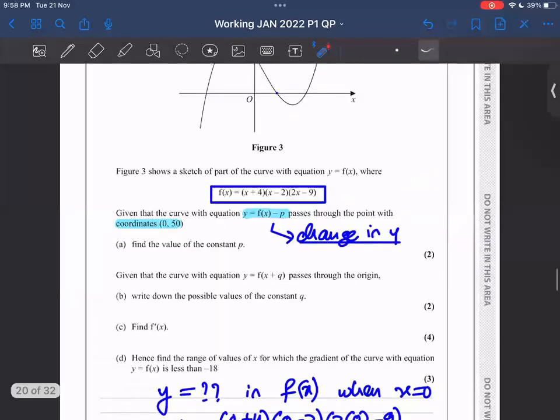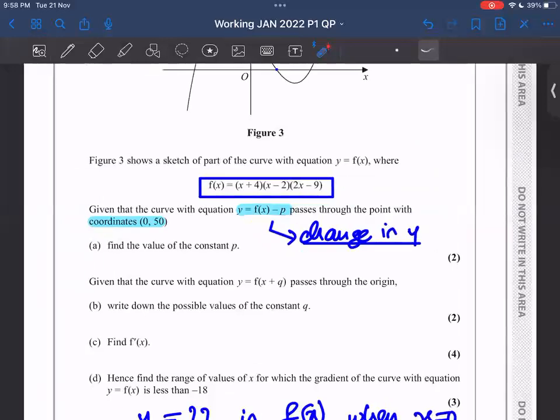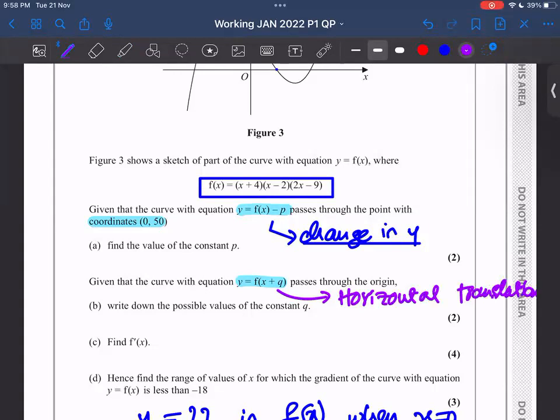Now what they are saying: given that the curve with the equation y equal to f(x plus q) passes through the origin. When I read this part, it is clear that it is a horizontal translation, because instead of x, we have x plus q. I don't know the value of q. It depends on the value of q whether it is moving rightward or leftward; it becomes x minus q or x plus q. Right now it is x plus q. It says it is a horizontal translation. So I said okay, write down the possible values of the constant q.